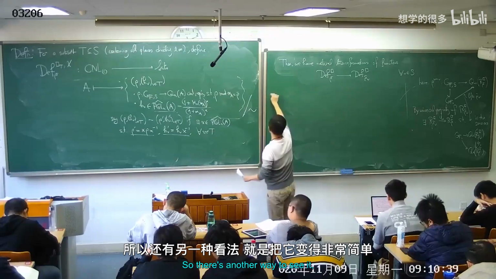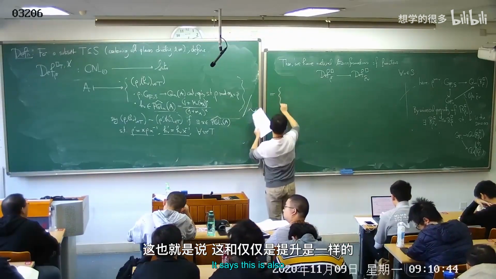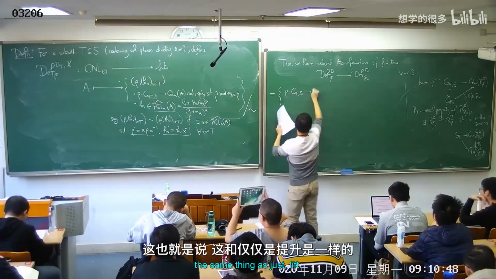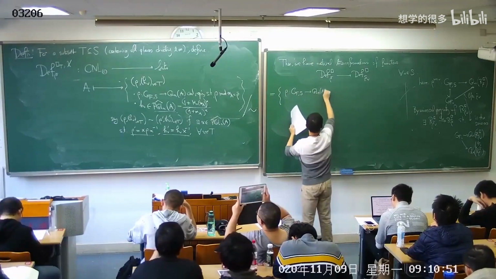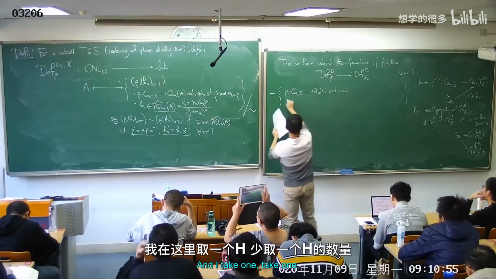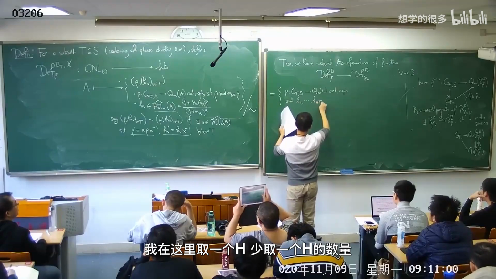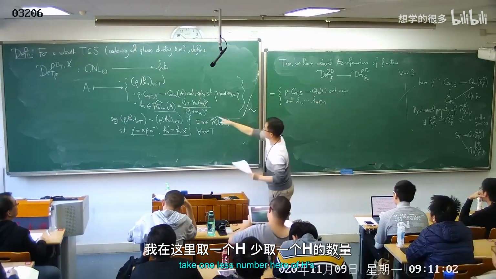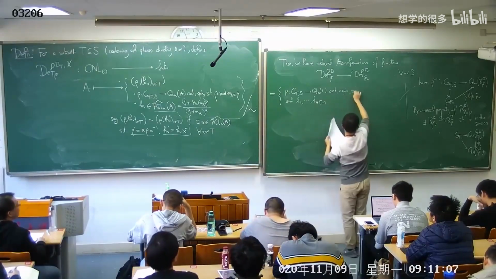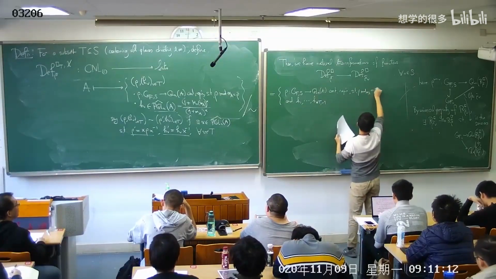So there's another way to see it, to make it extremely dummy. It says this is also the same thing as just the usual lift. And I take h1, take one less number here of h's, such that it gives me rho modulo the maximal ideal. It's rho bar.